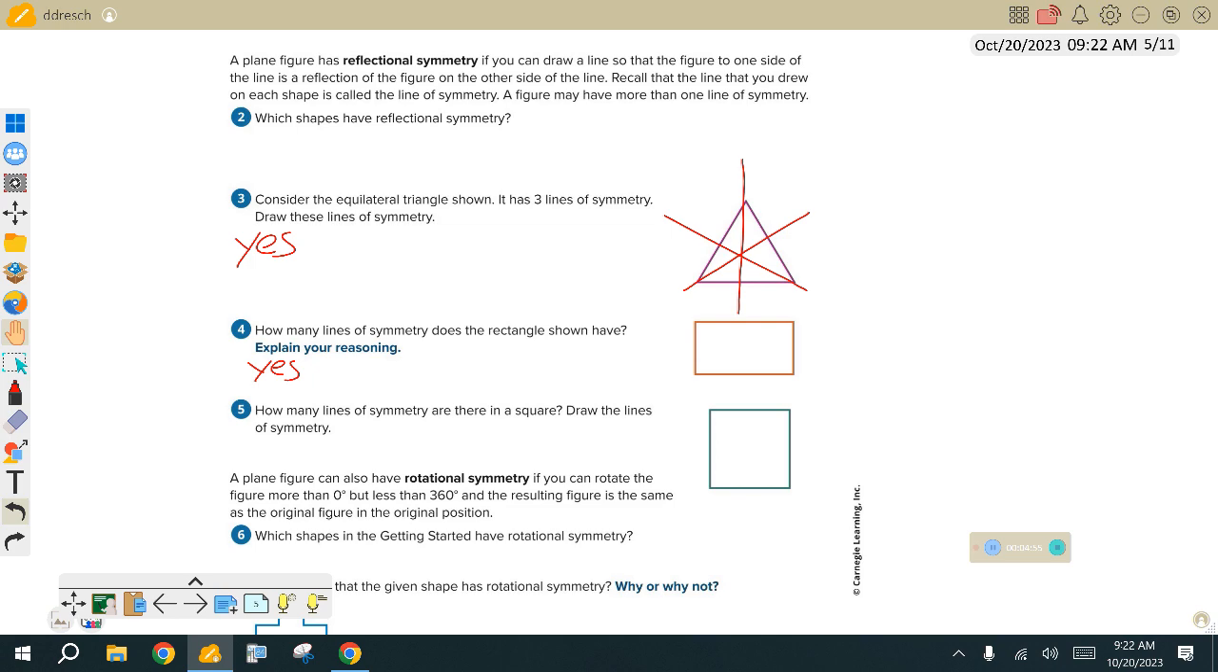Okay, get out your patty paper then. If you don't have patty paper, get it out.